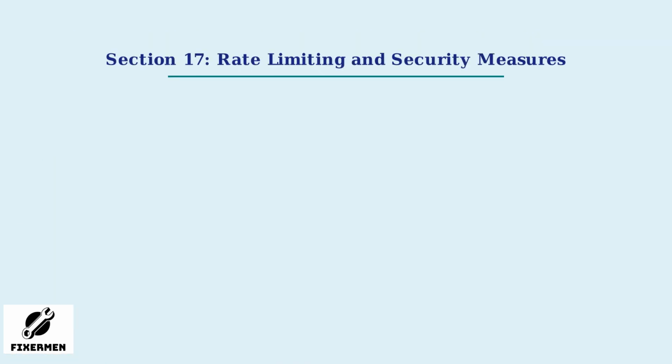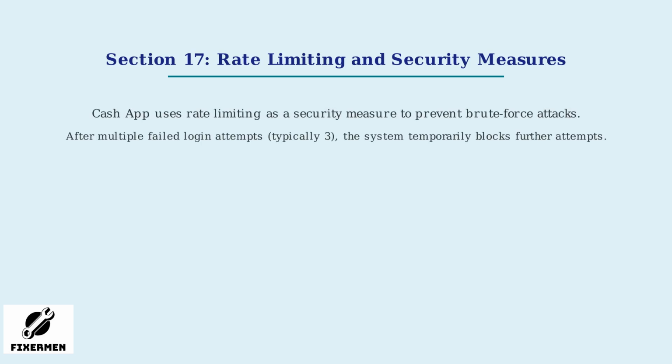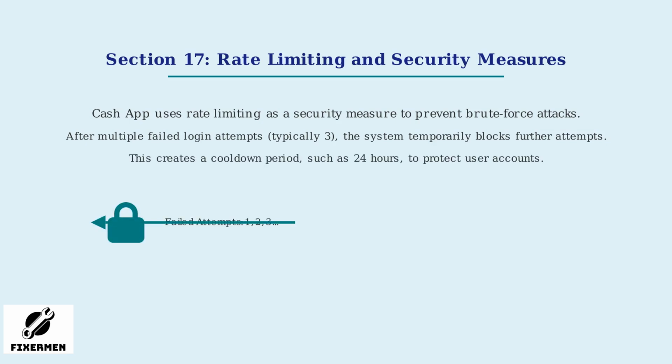Cash App implements rate limiting as part of its layered security model to protect against brute force attacks. This security measure temporarily blocks login attempts after multiple failures, typically after 3 consecutive failed attempts. When this threshold is reached, the system imposes a cooldown period, such as 24 hours, during which the user cannot attempt to log in again. This helps prevent unauthorized access and protects user accounts from automated attack attempts.